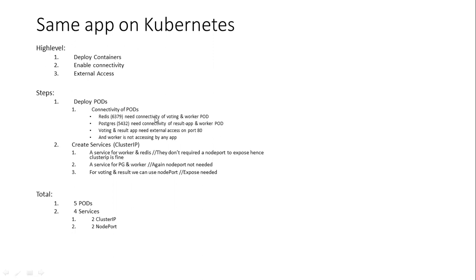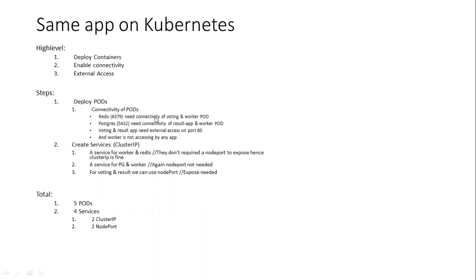And you also have to create a cluster IP, because if you remember, the service for worker, even though it doesn't require a node port to expose, a cluster IP is needed because it has to talk to both worker and database as well. So a service for the worker is also needed. Again, node port is not needed here. For voting and results, we can use node port because that is the final hitting page, the results page. It has to be accessed by the end user. So you need that.